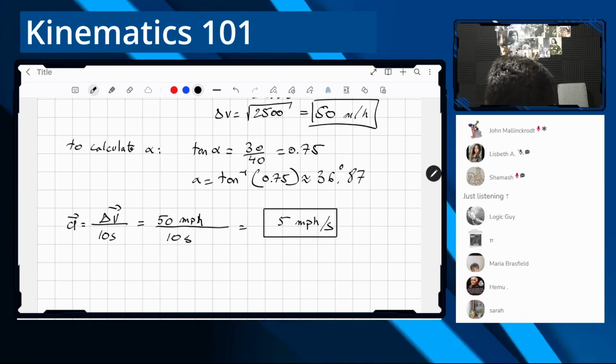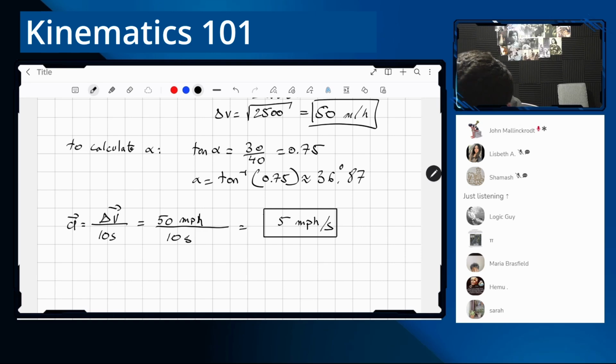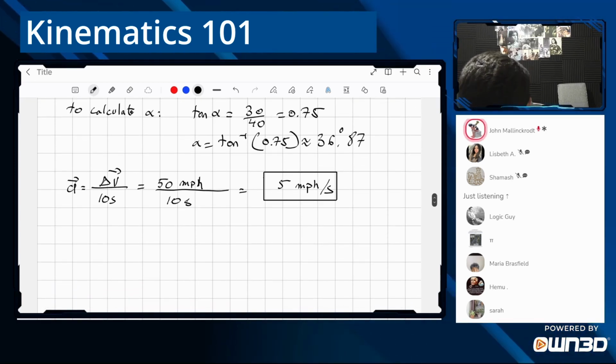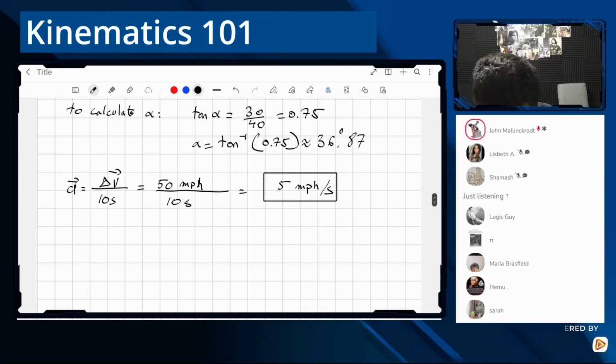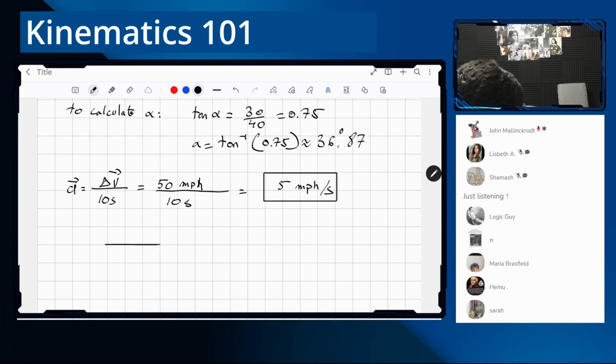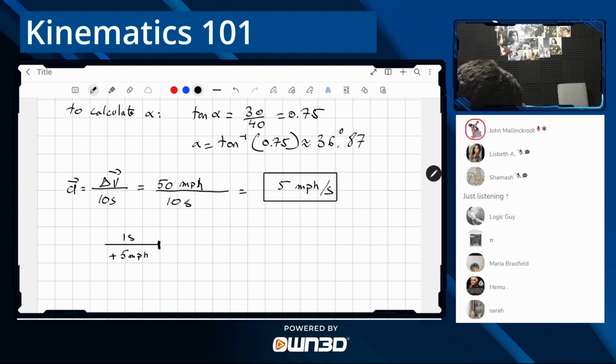So the result is 5 miles per hour per second. And that's a weird way usually to express acceleration unless you actually drive a car, because that totally makes sense, right? 5 miles per hour per second generally means your speed is increasing or decreasing or changing in some way by 5 miles per hour every second. That's a completely reasonable, understandable thing to talk about.